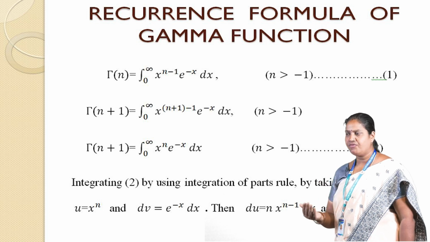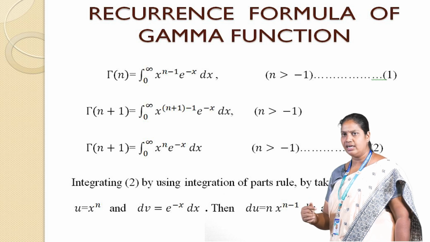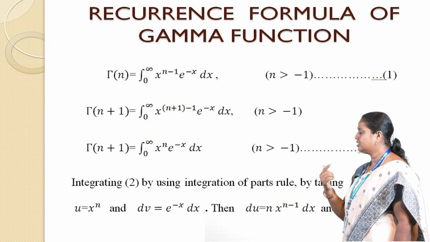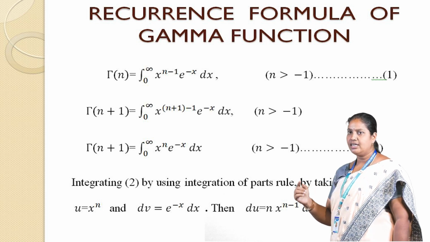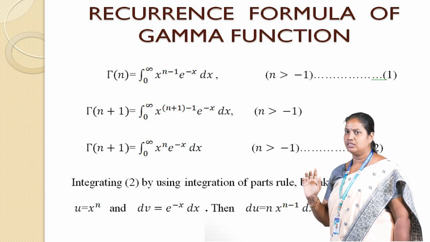By definition of the gamma function, we know that gamma of n equals integral 0 to infinity x^(n-1) e^(-x) dx. Here n is greater than 0. Let us take this as equation number 1.